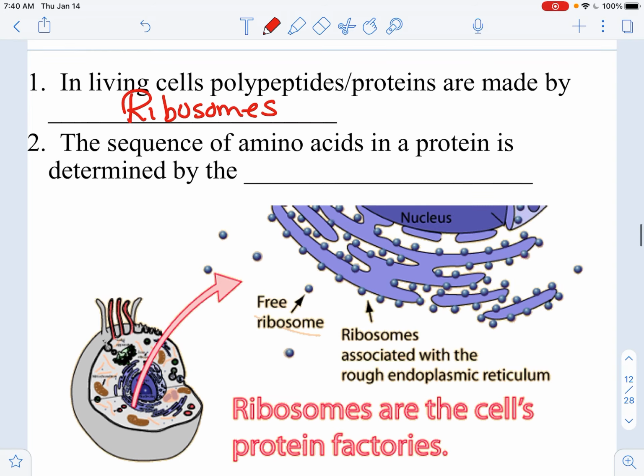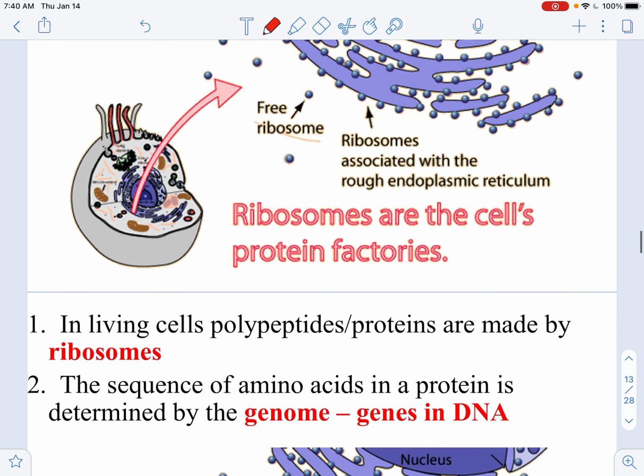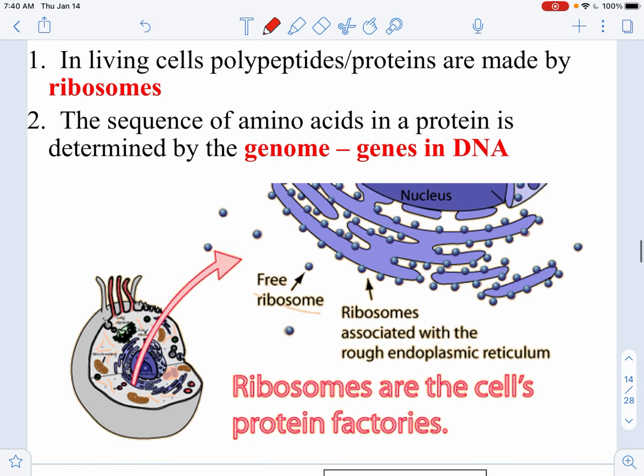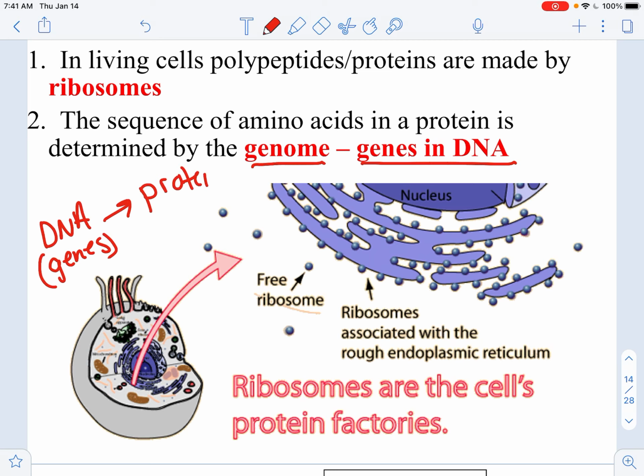Okay. And so the sequence of amino acids in a protein, oh, here it's filled in, is determined by the genome or your DNA. We all know DNA codes for our traits and our genes are in the DNA, but what DNA really codes for is proteins. It codes for the order of amino acids in all the proteins in your body.